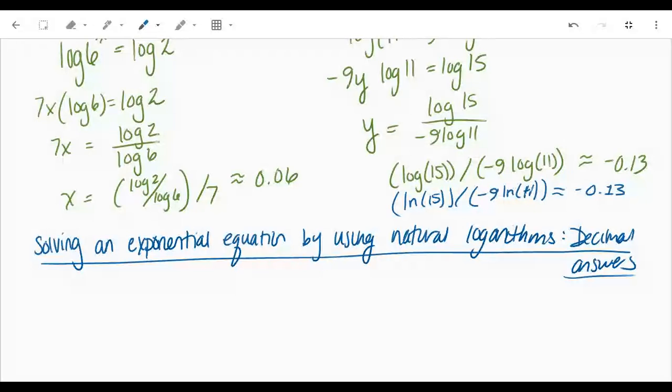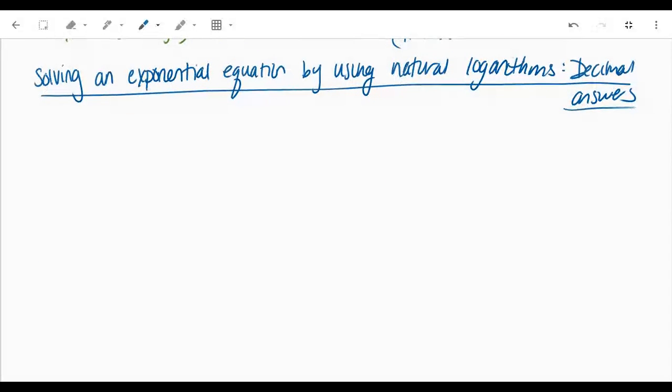But for this next topic, there's actually an e in there, so you want to do log base e. So we have e to the y minus 7 equals 4. When you see that e, take the natural log of both sides instead of the log of both sides.